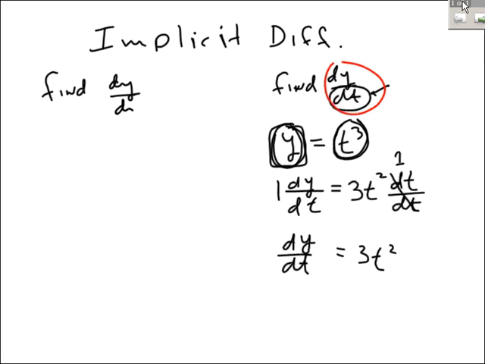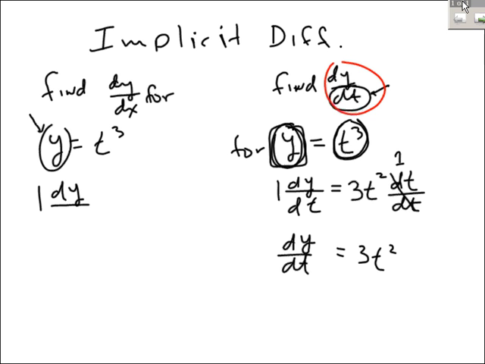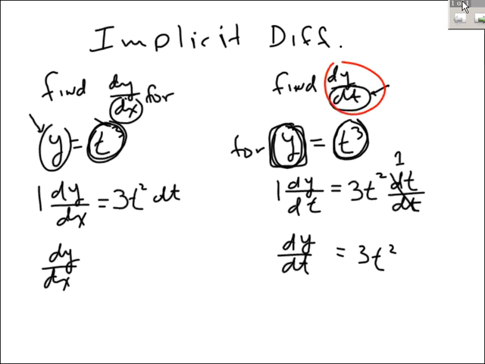Find dy dx for that same y value, for y equals t cubed. Well, the derivative of y is 1. That's in terms of y, with respect to x. And 1 times dy dx is dy dx equals the derivative of t cubed, which is 3t squared. This is in terms of t, so dt goes on top. In the bottom, with respect to x. And there's your answer: 3t squared dt dx.